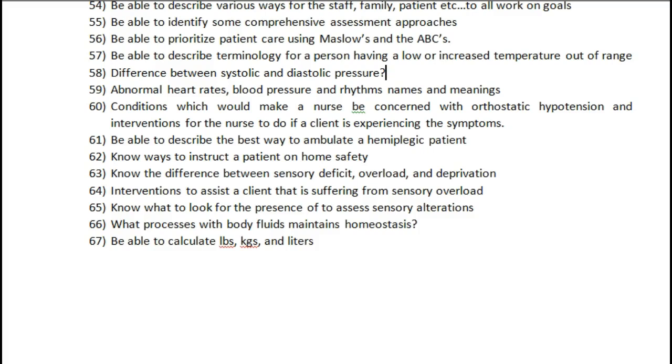The next information I need to give you is about a hemiplegic patient. The best way to ambulate a hemiplegic person is what? First of all, you have to know what hemiplegia is. Hemiplegia means that the person is generally paralyzed on one side.